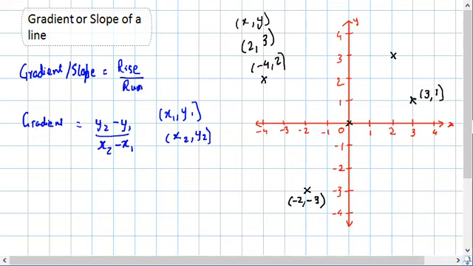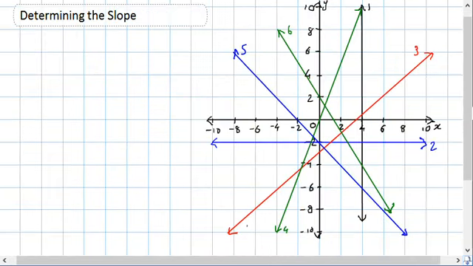As a few examples, I have taken some lines with me, and the objective is just to find the gradient of these lines, and also the x and the y intercept. So looking at these lines, I'll start with line number one. Line number one is this black vertical line that you see here, and the gradient of line number one will be rise over run.